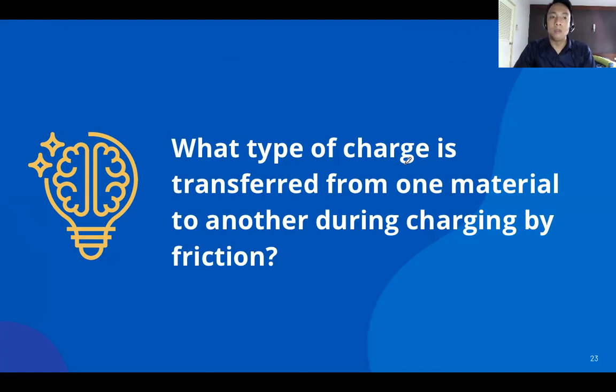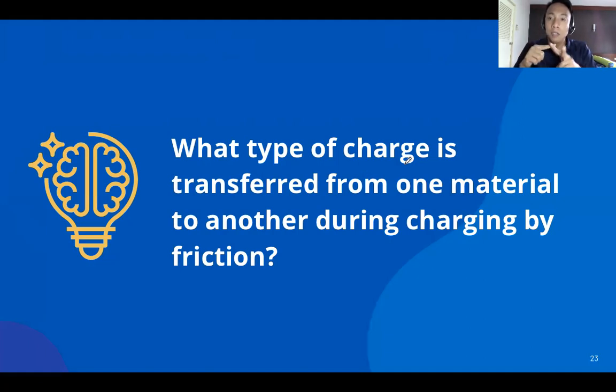Before the last one, let us first answer this one. What type of charge is transferred from one material to another during charging by friction? What type of charge? Ilan yung charges natin? We have three charges. Or two charges, two charges lang. The positive and the negative.